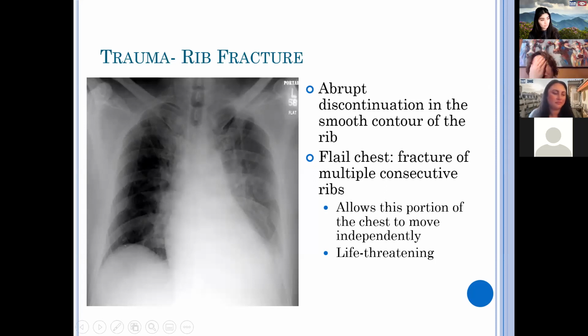When you have multiple ribs in a row that are broken, you worry about something called a flail chest. If you've got several ribs in a row that are broken, this aspect of the chest can really sort of move independently on its own, which puts the patient at risk for having a puncture of the lung and can be life-threatening.